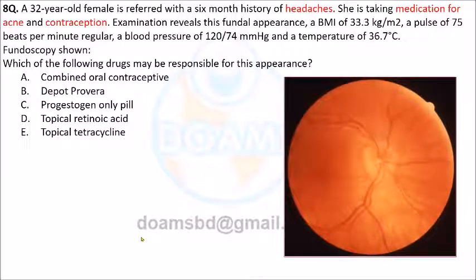Topical retinoic acid. The papilledema and the patient having the headache is the diagnosis of idiopathic intracranial hypertension, or another word, benign intracranial hypertension. So which drug is responsible for benign intracranial hypertension? Not only the fundoscopy, really, it is the whole picture of a patient. If you don't know, look at the answer. Combined oral contraceptive. Okay? Combined oral contraceptive.